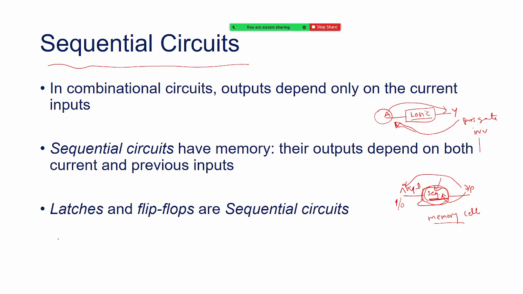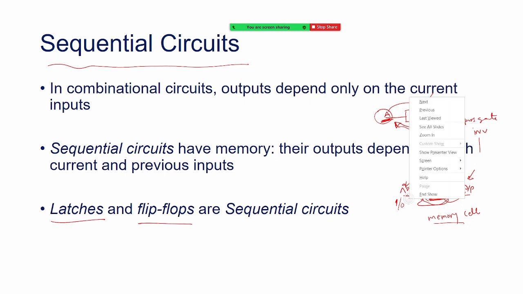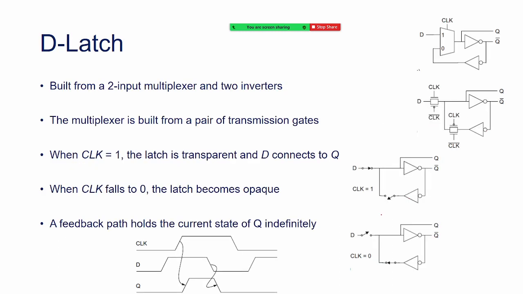So two examples: latches and flip-flops. We'll see what that means. Again, in combinational circuits, output depends on only the current state. Whatever is the current available data, output will reflect that. But in sequential, output depends on both the current and the previous state of the input. So we'll see exactly how it works.